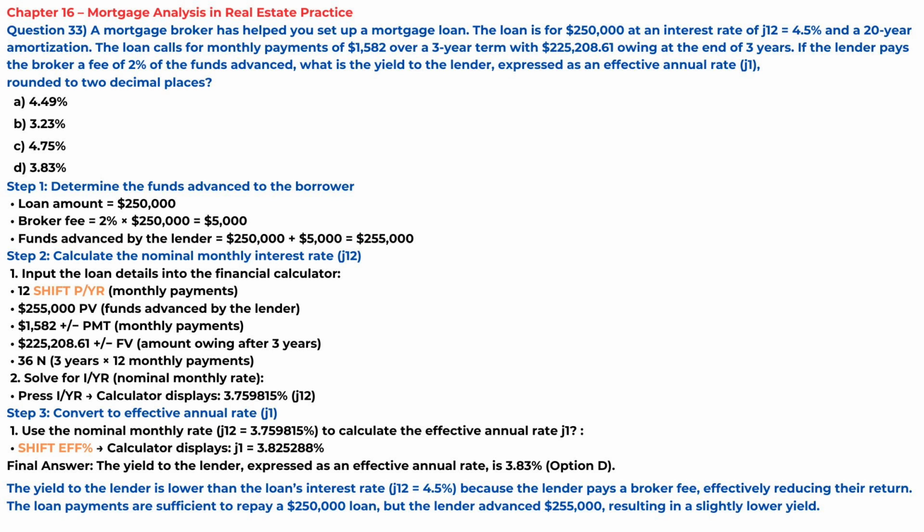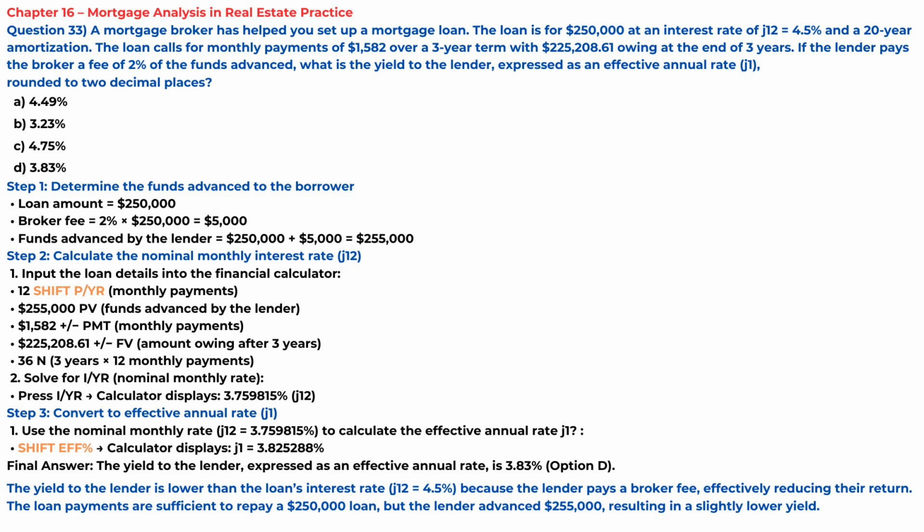2. Solve for I/YR, nominal monthly rate. Press I/YR, calculator displays 3.759815%, which is J12 equals 3.759815%. Step 3. Determine the effective annual rate J1. Press Shift Effective, calculator displays J1 equals 3.82528%.